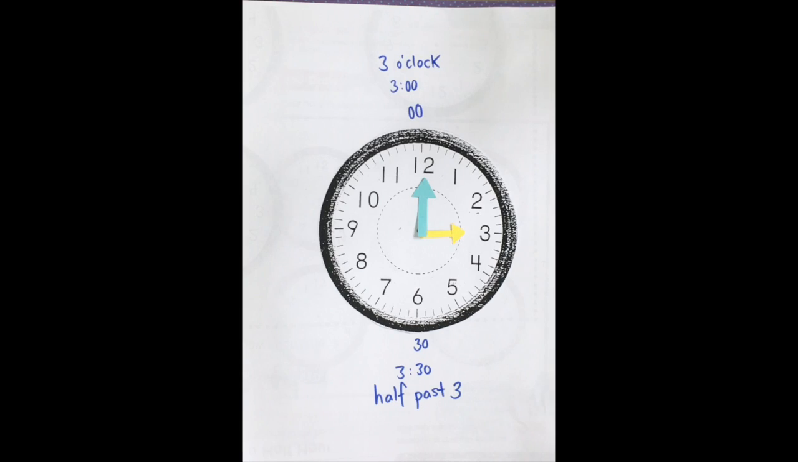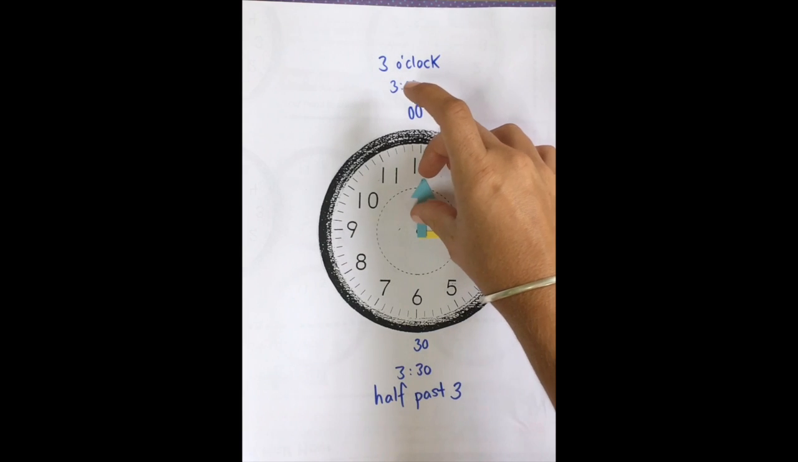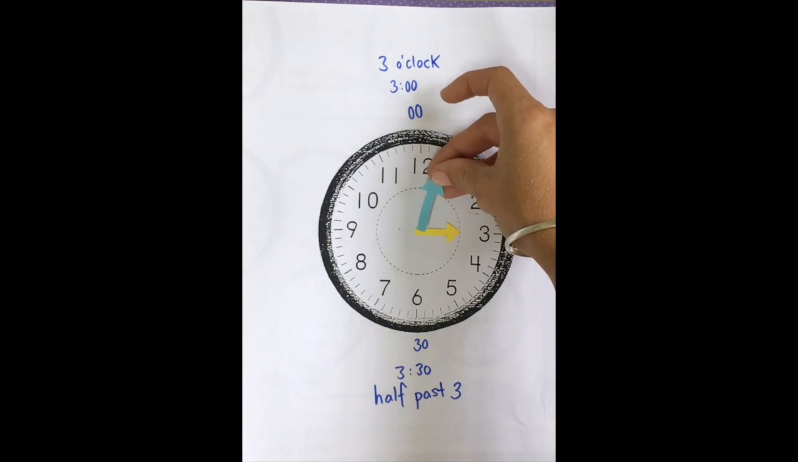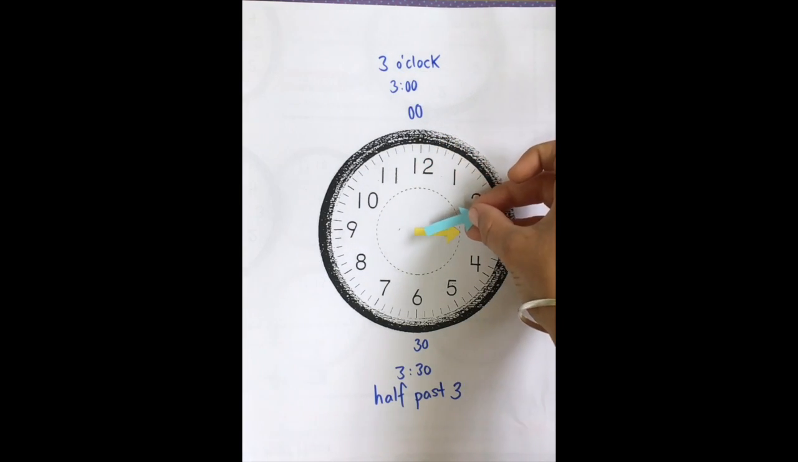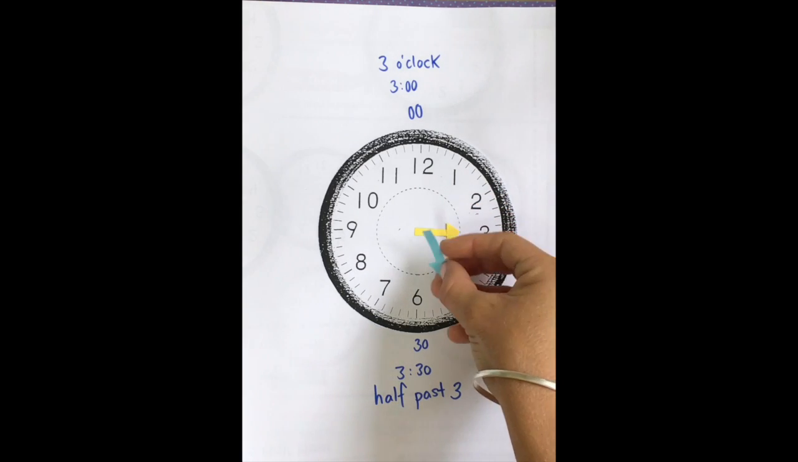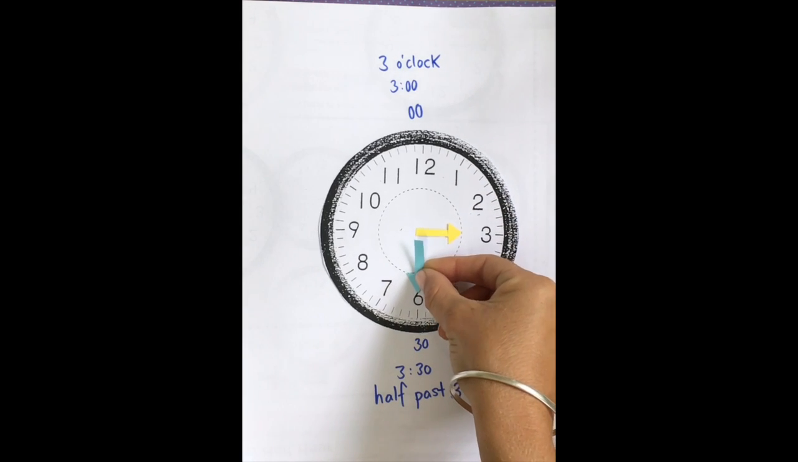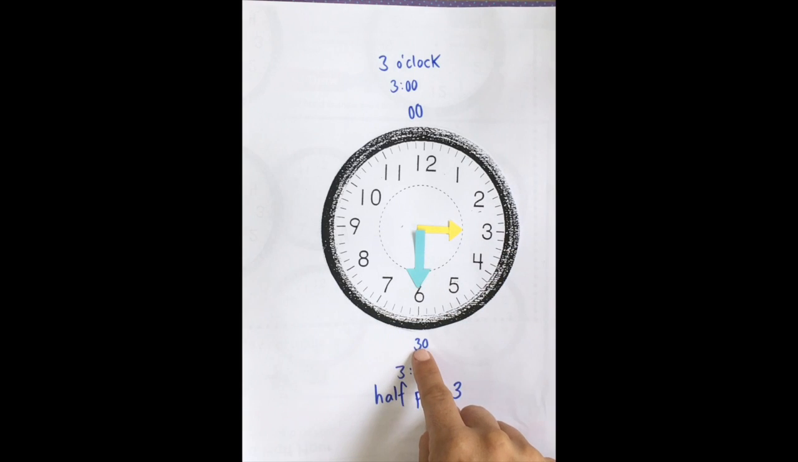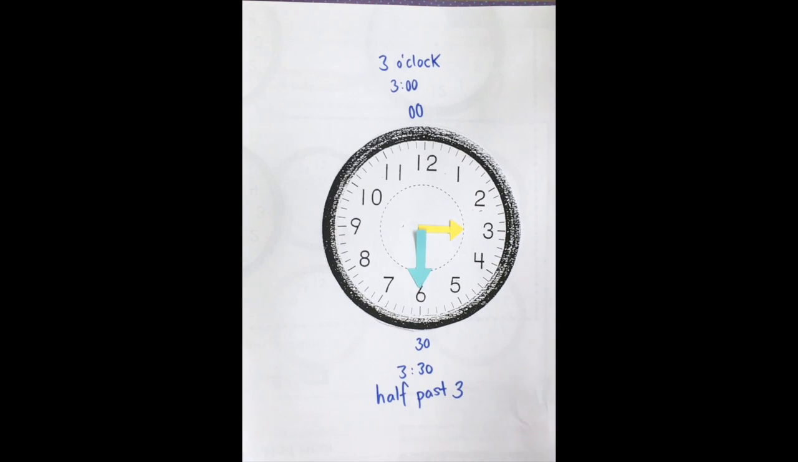What about if I want to make it 3:30? Where am I going to put the minute hand? The hour hand will still point to the 3, but we want to move this minute hand like this, because that's the way a clock moves, all the way down to the 6, which is always the 30. Let's have a look at this hour hand.